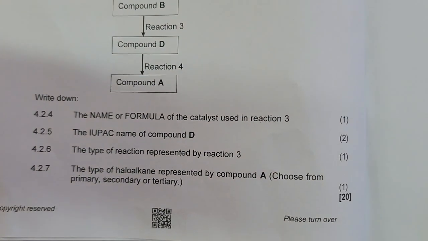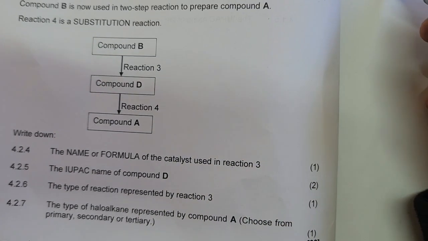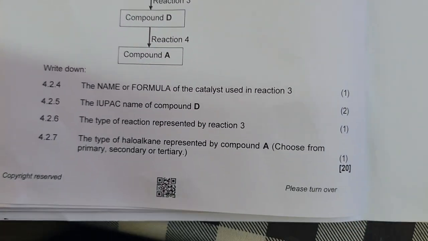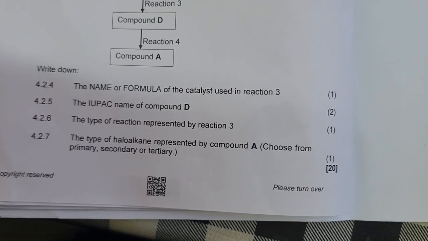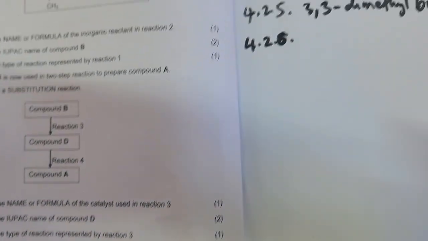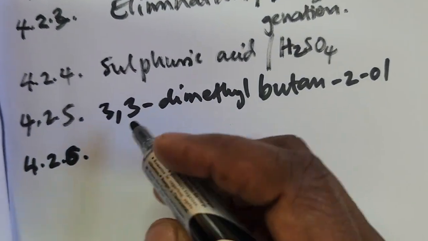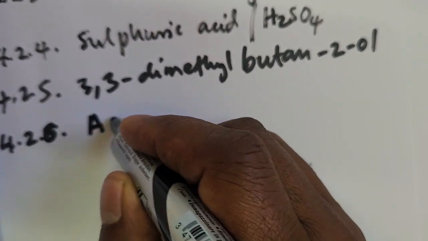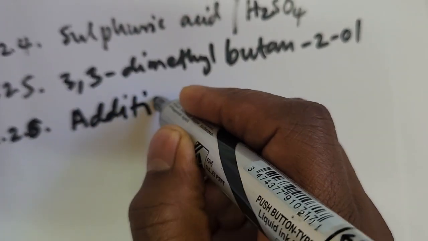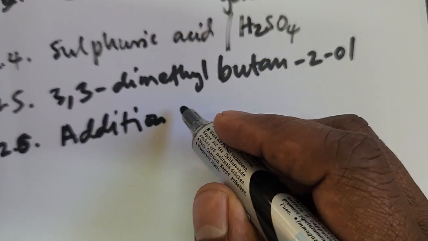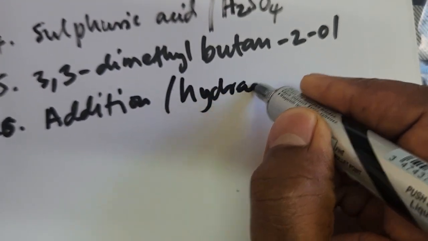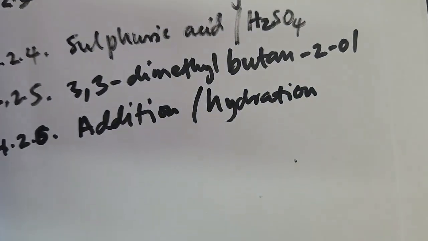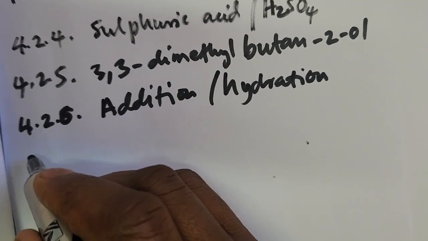And then 4.2.6. They say name the type of reaction represented by 3. We said it is addition. Obviously, it's coming from an alkene. Addition, or you can just say hydration. It's also going to be accepted, that one.